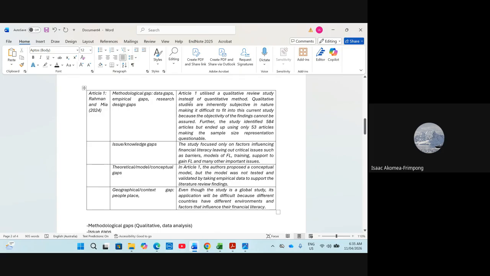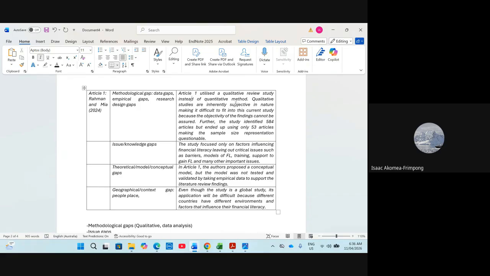Okay, so I'm going to read it to you. So this is what I do when I read the paper. When you read the paper, any gap that you identify, write it down. So for example, I mentioned that this article, which is Article 1, they utilize a qualitative review study method instead of using quantitative method.